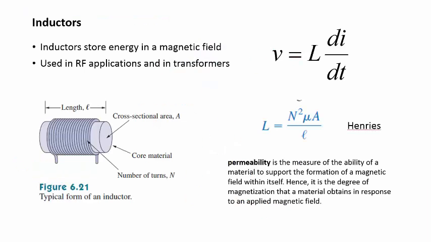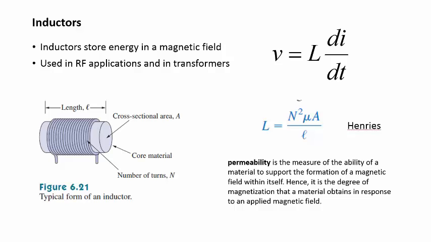So now let's talk about the next passive component we're going to talk about in this chapter, which is the inductor. You'll see that the inductor in many ways behaves just the opposite of a capacitor, but they also have a lot of similarities. So inductors store energy in the magnetic field, and I'll explain that more here in a moment. Inductors are used a lot in RF applications and in transformers.